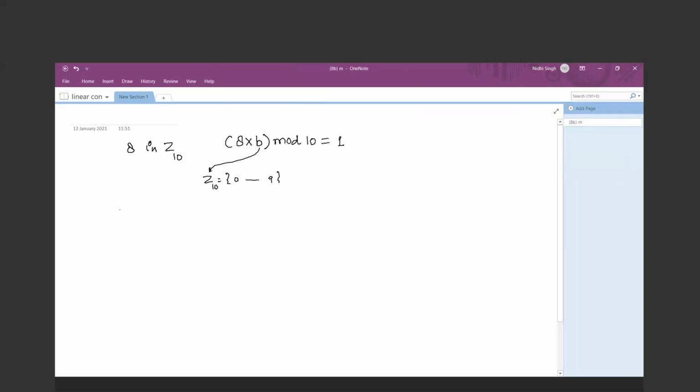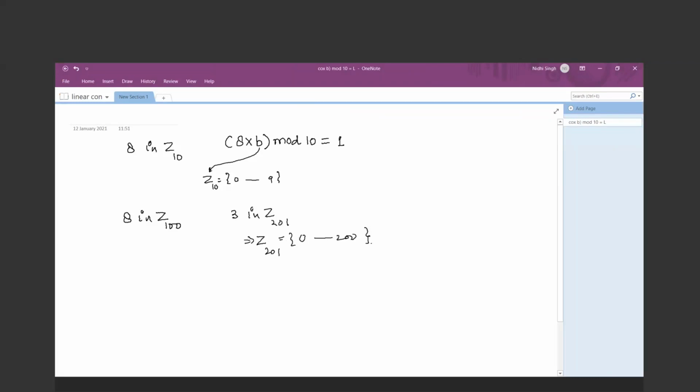But what will be the case when you have to find the multiplicative inverse of 8 in the set of residues Z100? It is difficult for you. Or if I say you have to find the multiplicative inverse of 3 in Z201, in that case you have to find the value of b in the range from 0 to 200, and you have to do a lot of calculation.